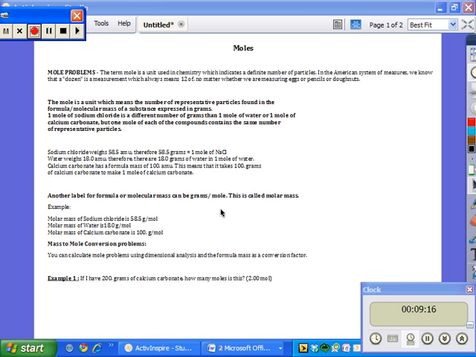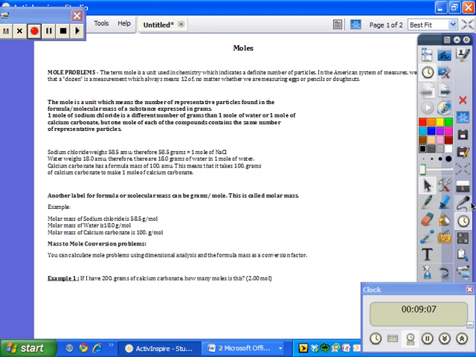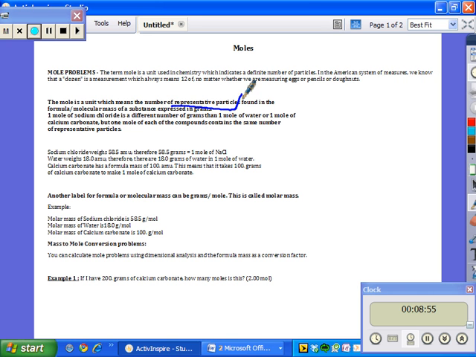Okay, here's the second part of the video on moles. Now, mole problems have to deal with the amount of things. If I were talking about 12 things, I would refer to it as a dozen. So we're all familiar with a dozen equals 12 things. Well, in chemistry, we talk about a mole being equal to a number of representative particles.